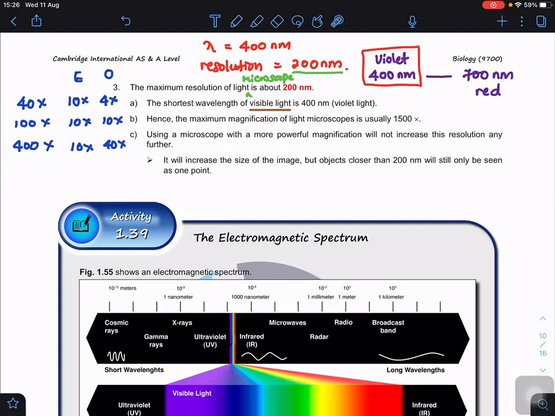And you realize, what is the difference between the times put at the back and the times put in front? When you put times at the back, it is the power of your lens. So this lens can magnify 10 times, 40 times. That is the power of the lens.